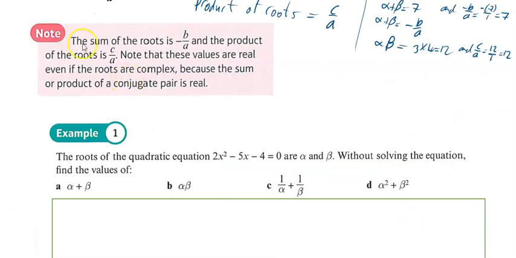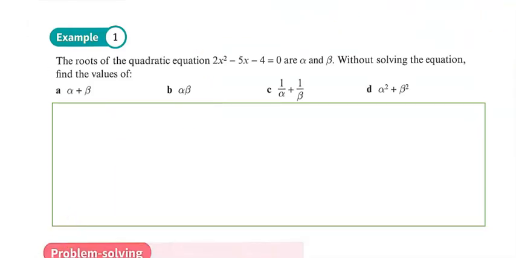Okay, next bit of note says the sum of the roots is minus b over a, and the product of roots is c over a. We've said about that. Note that these values are real even if the roots are complex, because the sum or product of the complex pair is real. Again, we don't need to worry about that just yet, but you just have to assume that's true. But after we've done the complex questions, then you'd be able to look at these and look at any complex ones that there are.